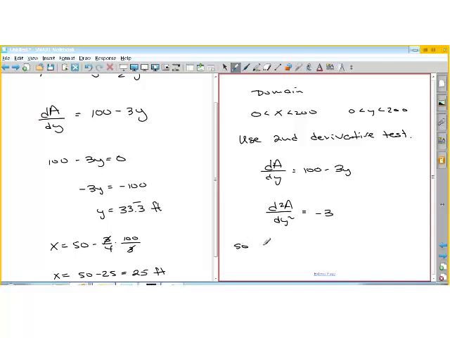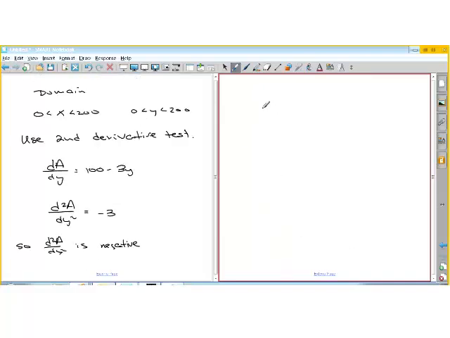So the second derivative is negative. That means, therefore, concave down. Therefore, it's a maximum, which is what we're looking for. So we confirm that it is a maximum.